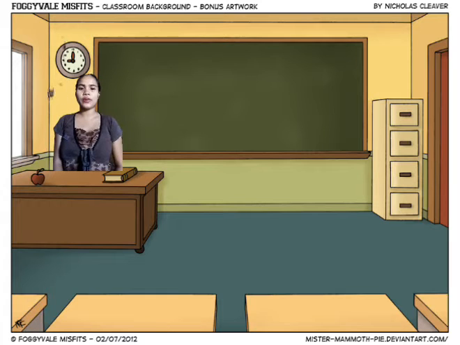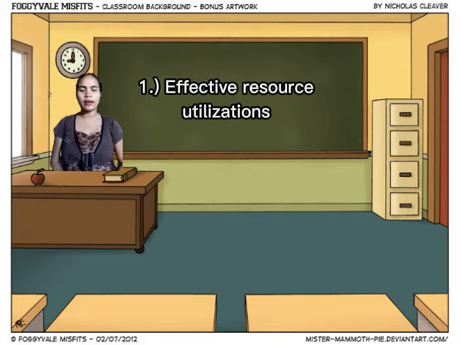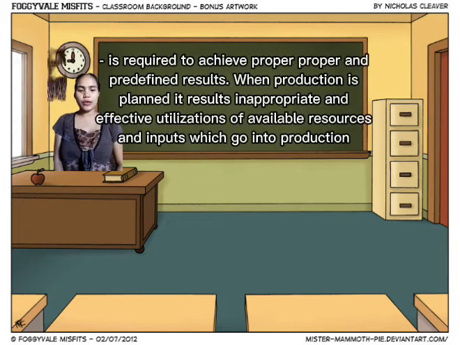Let's proceed to objectives of production planning. There are 12 objectives of production planning. Number 1, effective resource utilization. Production planning is required to achieve proper and predefined results. When production is planned, it results in appropriate and effective utilization of available resources and inputs which go into production. Avoiding wastage of available resources is one of the objectives of production planning.